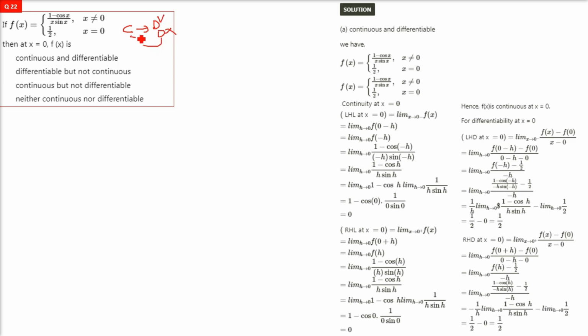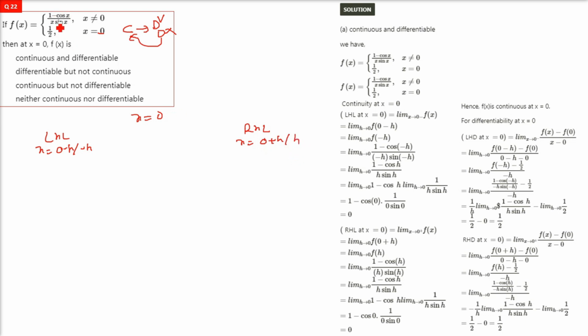If the function is differentiable, it has to be continuous. The reverse is not true. Now at x equals 0, we will check the left hand limit and the right hand limit. In the left hand limit, we will put x as 0 minus h, that is negative h. For the right hand limit, we put x as 0 plus h, that is h.